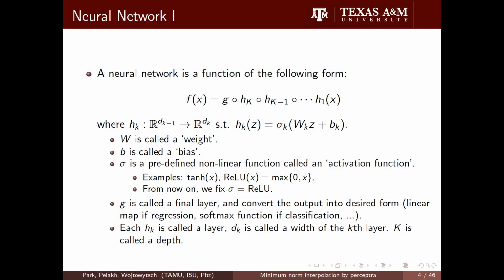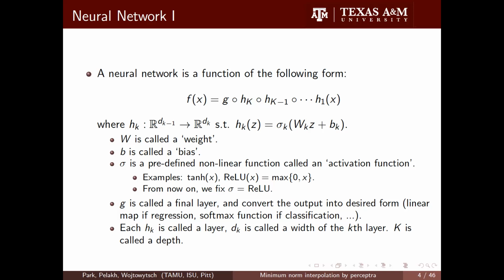It's not a widely used lexicon, but this G is just to convert the neural network output into a desired form. For example, if you want to do classification, you want the probability as a last result so that you can choose the highest probability. In that case, G is just a softmax function. And if we are doing regression, G is just a linear map.